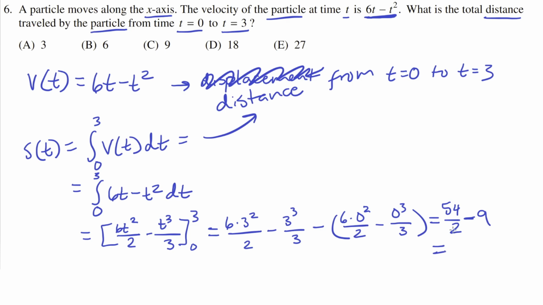Okay, 54 over 2, that's equal to 27, because 27 times 2 is equal to 54, minus 9. So 27 minus 9 is equal to 18. So that means the total distance that we traveled at this velocity from t equals 0 to t equals 3 is 18 units. So answer choice D is correct.